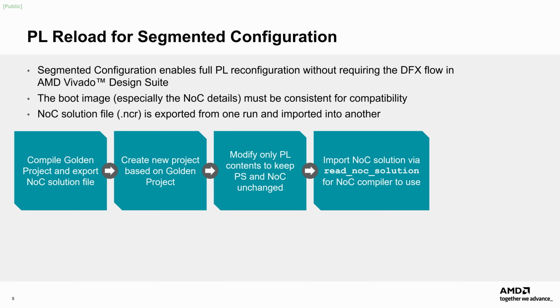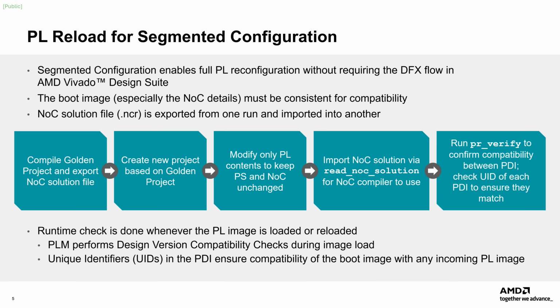When the second design image is completely implemented, run the PR verify command, which will confirm that the NOC solutions are identical and the PL images can be interchanged. This must be done directly in the Tcl console to identify the two routed checkpoints to compare.